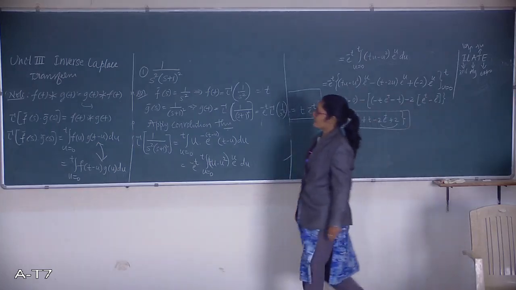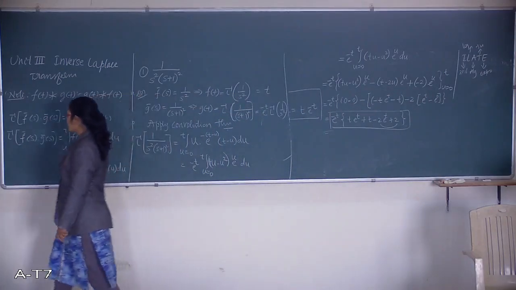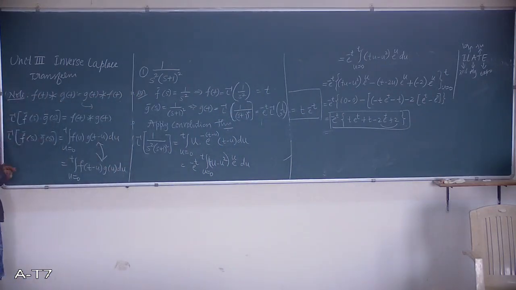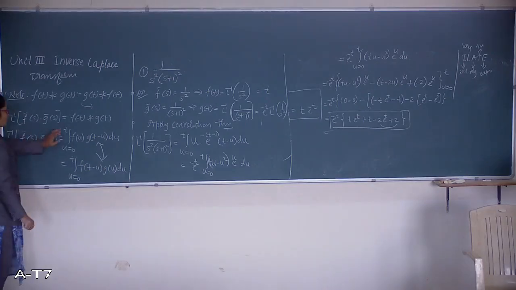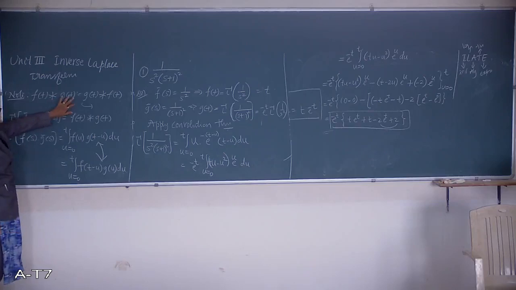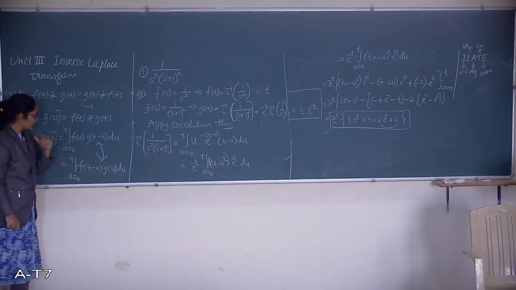I'll explain this example. As I told, when two functions are given or the product is given, we take the help of the convolution theorem. So these are the notes. I said in this first one, the commutative property holds good. Second one, this convolution theorem can be written like this.